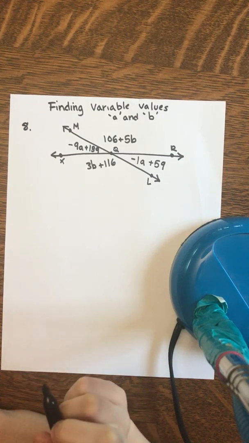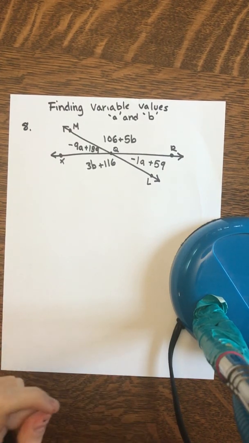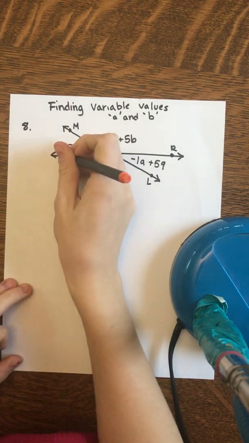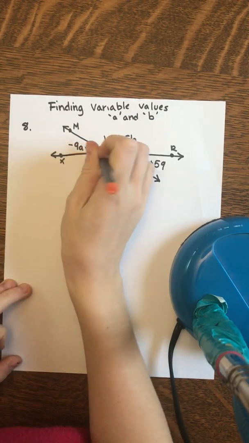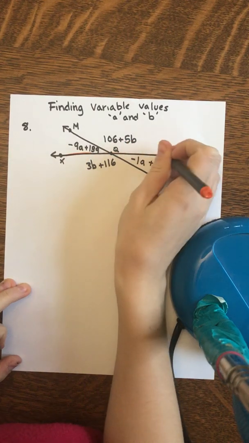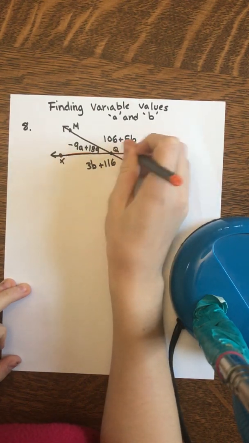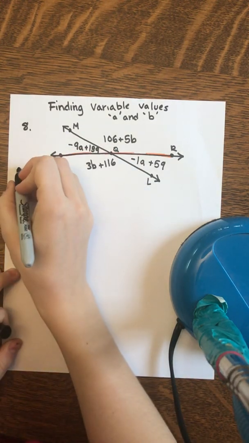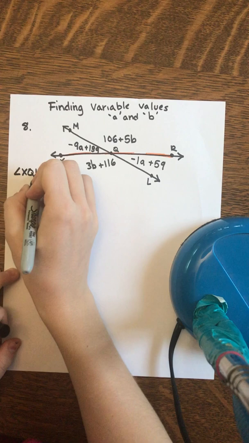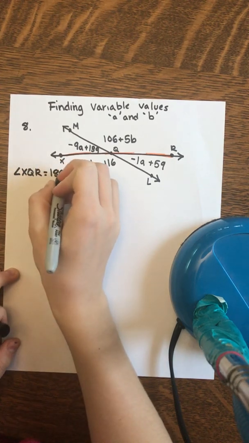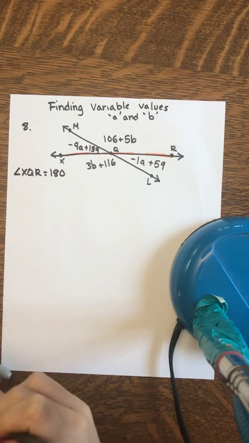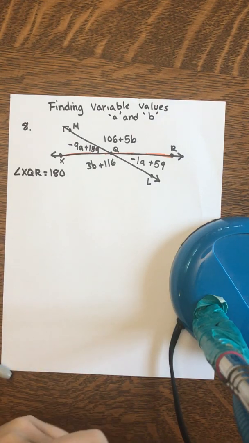So given the information, I know that XQR is 180 degrees. So I am going to get a marker and I am going to color that line in just so I remember XQR is 180 degrees. That's going to come in really handy in just a couple of seconds. XQR equals 180 degrees. Now, what else do I know? I know that supplementary angles add up to 180 degrees.